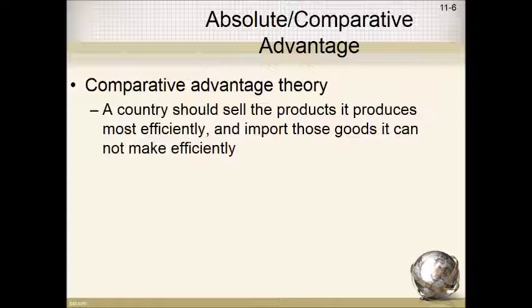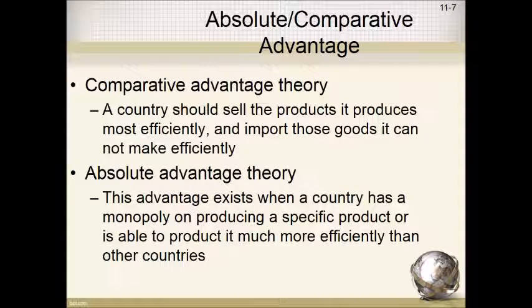For example, Iceland should export fish but import oranges, since they cannot produce oranges effectively because of the weather. In addition to comparative advantage, there's absolute advantage. An absolute advantage occurs when a country has a monopoly on producing a specific product, or is able to produce it much more effectively. For example, in many Middle Eastern countries, they have an absolute advantage on oil. Some parts of Africa have an absolute advantage on the production of diamonds.